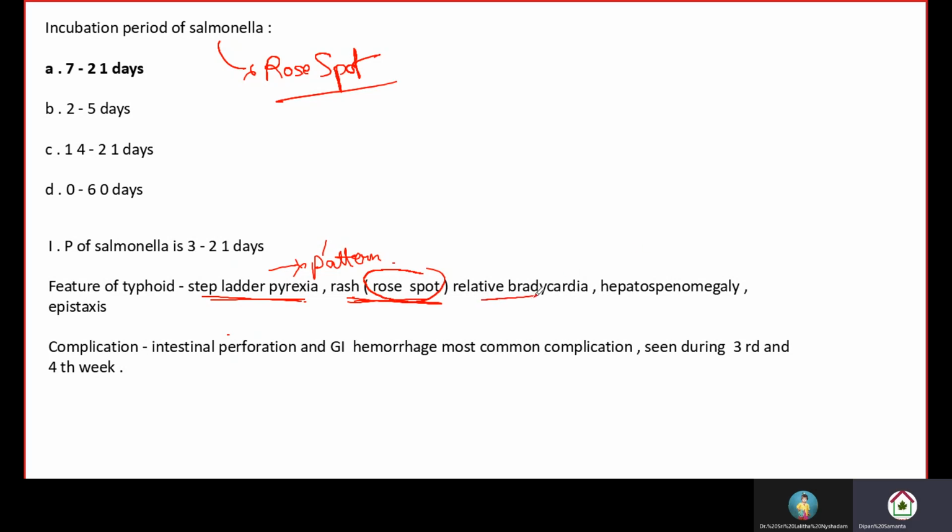Relative bradycardia, hepatosplenomegaly, epistaxis. Complications: intestinal perforation, GI hemorrhage, the most common complication, seen during the 3rd and 4th week. These are the complications of typhoid.